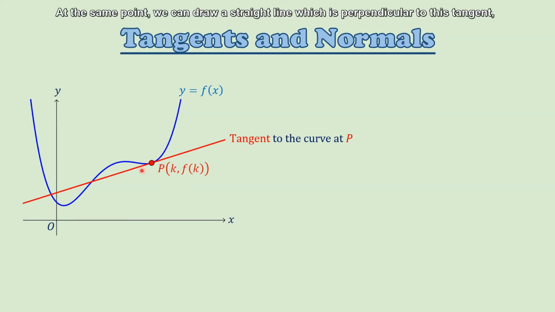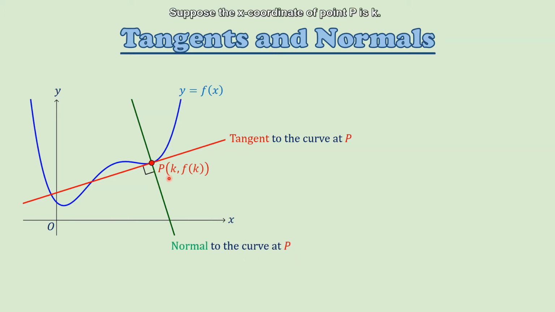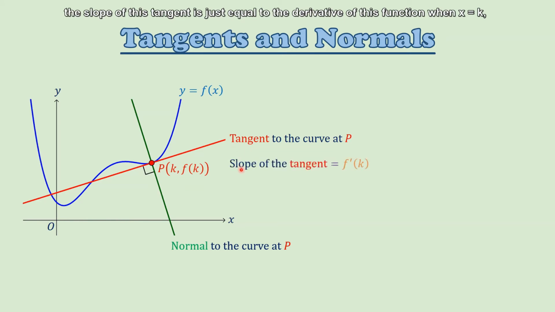At the same point, we can draw a straight line which is perpendicular to this tangent. This perpendicular line is called the normal to this curve at P. Suppose the x-coordinate of point P is k. Then, when we learned differentiation, we learned that the slope of this tangent is just equal to the derivative of this function when x is equal to k.